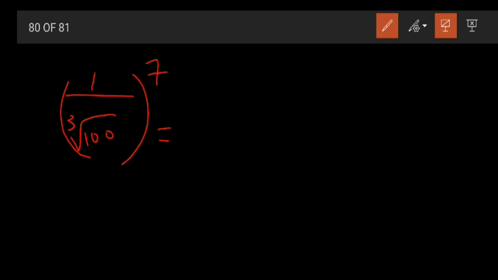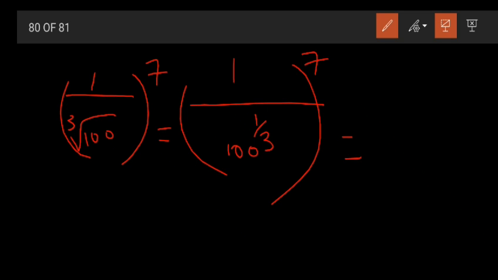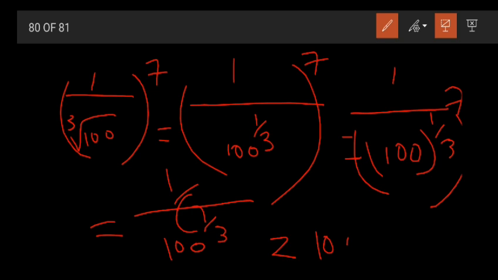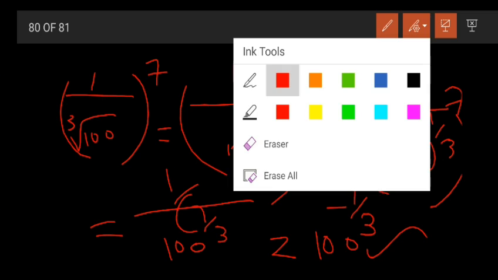Do you want me to repeat? I will repeat. So we have 1 by cube root of 100 to the power 7. This is nothing but 1 by 100 to the power 1 by 3 power 7, which is 1 by 100 to the power 7 by 3. We want to take this to the upper side, so 100 to the power minus 7 by 3. So this is the fractional index notation.